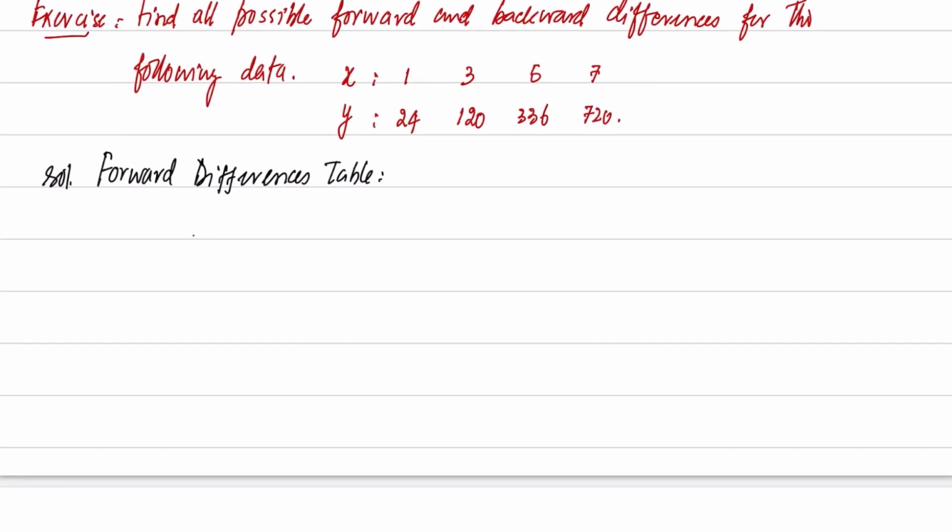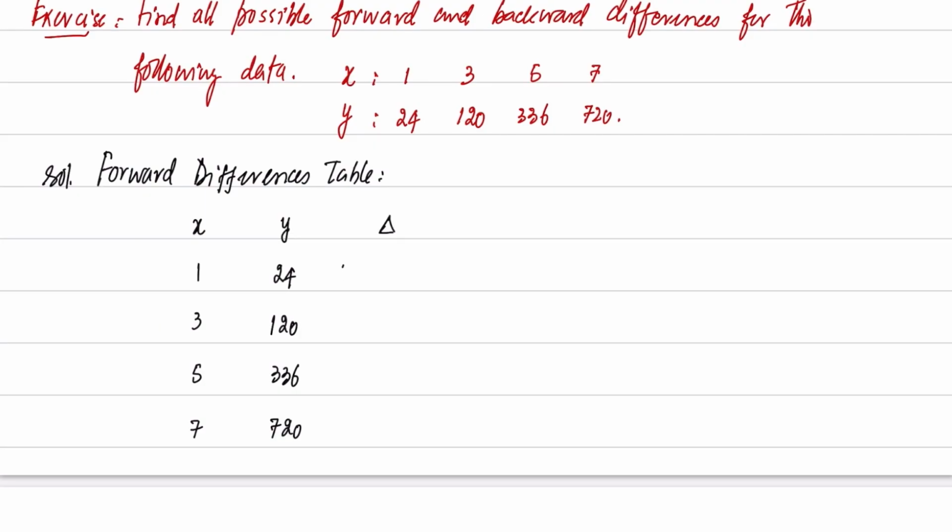So first we write the values of x here, which are 1, 3, 5 and 7, and we can clearly observe they are equally spaced, with a step length of 2. Now here we will write down the values of y that are given: 24, 120, 336 and 720. Now we write down the first forward differences, with the column denoted by delta.